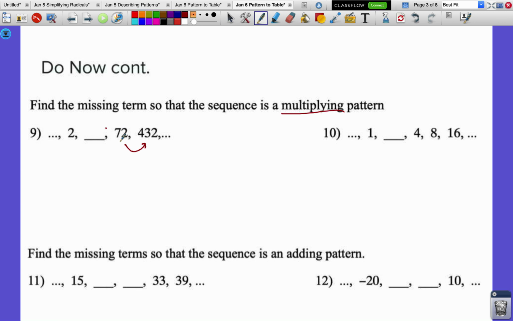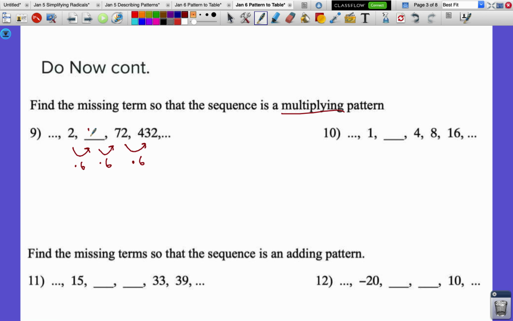You can do it by guess and check. Just keep multiplying numbers to 72 until you get 432. Or you can work backwards, do 432 divided by 72, and you'll figure out what number 72 must be multiplied by to get 432. And that number is 6. 72 times 6 is 432. So these steps here must also be times 6 steps, and we'll just make sure that it connects.